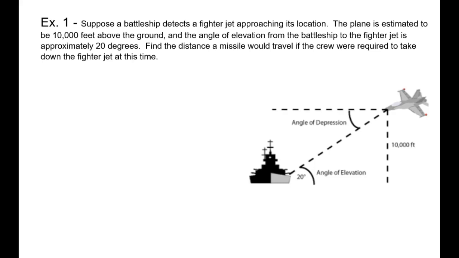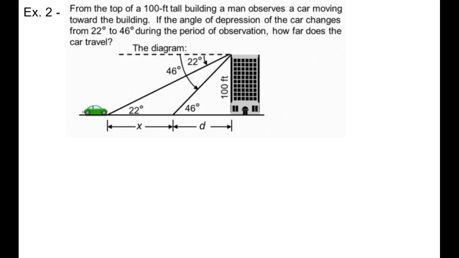Example 1, suppose a battleship detects a fighter. Example 2, from the top of a 100-foot tall building, a man observes a car moving toward the building. If the angle of depression of the car changes from 22 degrees to 46 degrees during the period of observation, how far does the car travel?